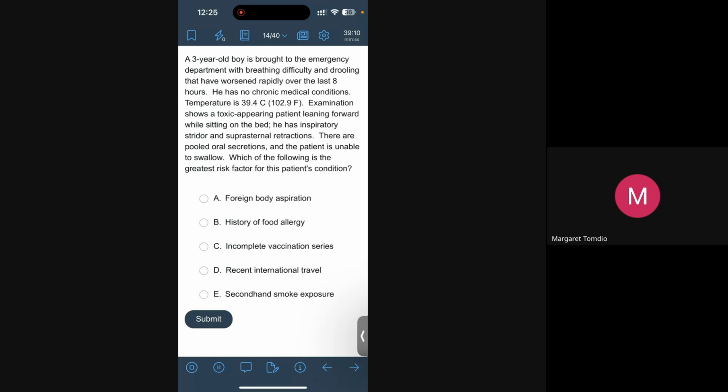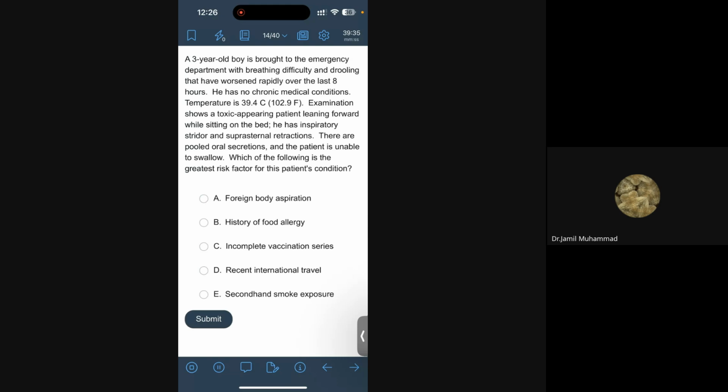They are pooled oral secretion and the patient is unable to swallow. Which of the following is the greatest risk factor for this patient condition? Okay. In croup and in epiglottitis, which one is an emergency condition? Epiglottitis. Bacterial epiglottitis presents with high fever and drooling, which is the picture here.